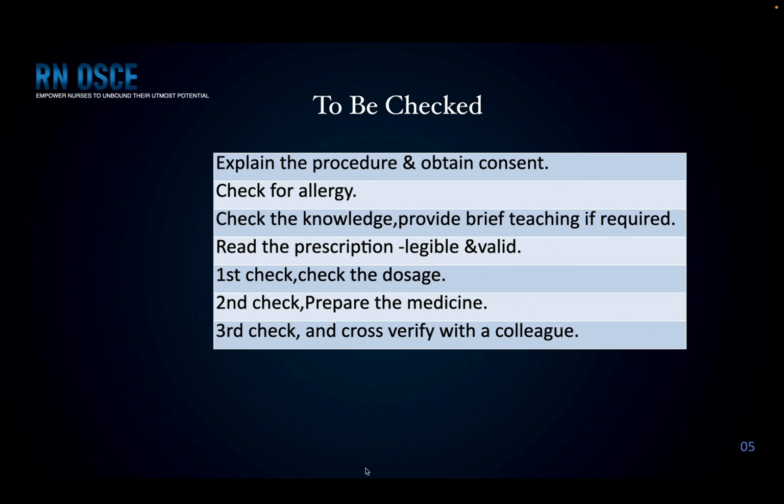You have to check this medication by calculating the dose of that particular medication. Calculate the dose by using this formula. As you all know, desired dose divided by stock strength times volume. So you will get the amount to be given. So firstly, you have to check the dosage of this medication by using this formula.